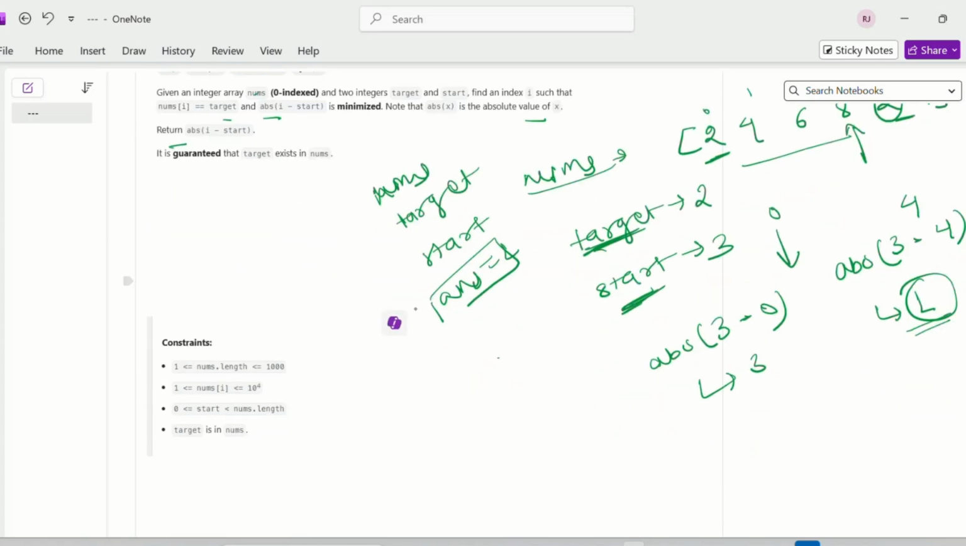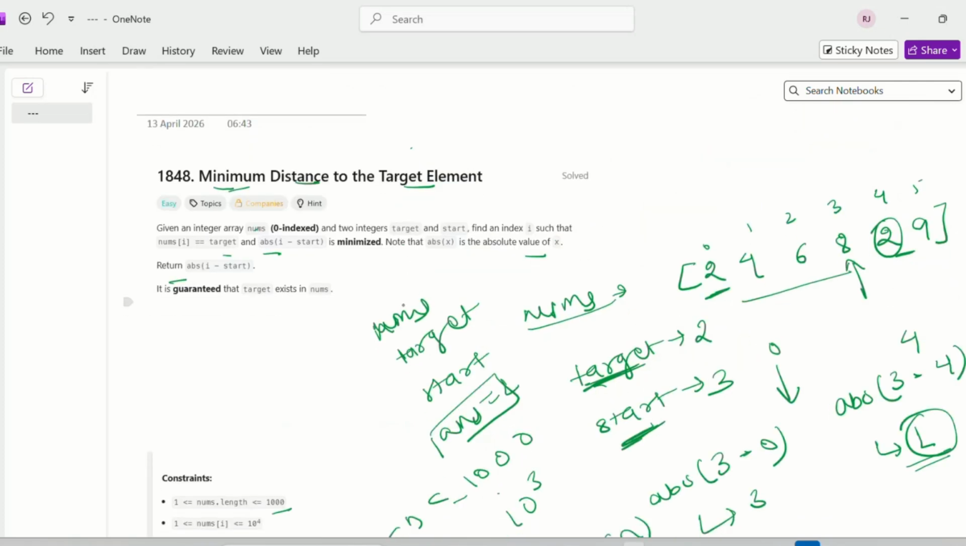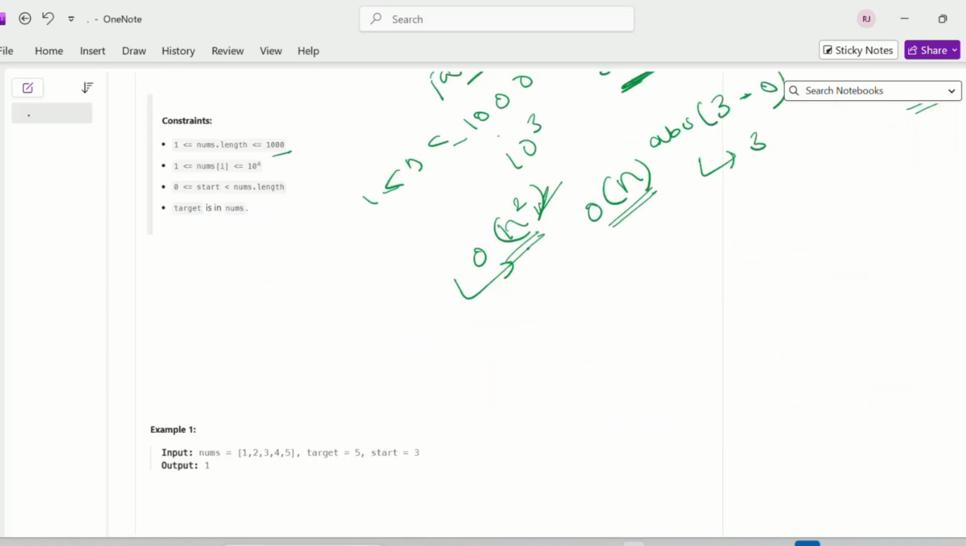Now, if we see the constraints, it is given that nums.length ranges from 1 to 1000. That means 10 to the power 3, so we can go up to O(n squared) time complexity also. But we don't need to make it O(n squared). We can make it O(n), and it is also marked as easy, so we don't need to do much. We can solve it directly with the brute force approach.